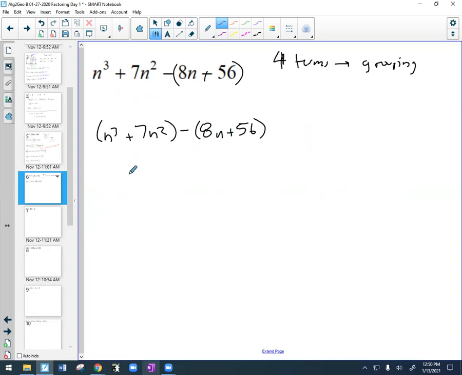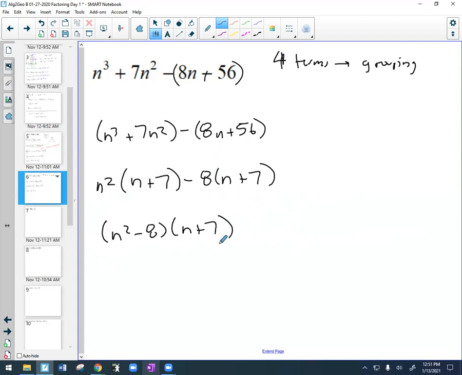So I have this now, and I look at what's common in each of these little sets of parentheses I just made. Common to both of these is n squared. I get n plus 7. Common to both of these is an 8. I get n plus 7. That's convenient. And then I factor by the two things on the outside, n squared and negative 8, then the thing that's repeated, n plus 7. And this is done.